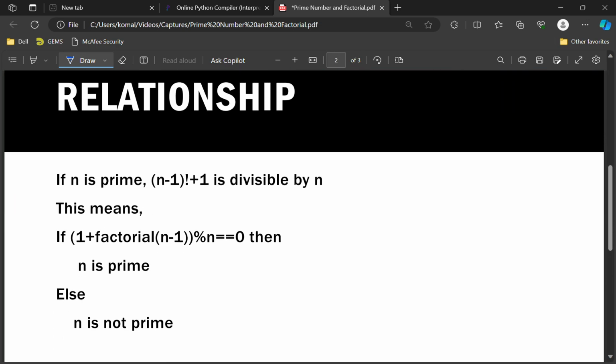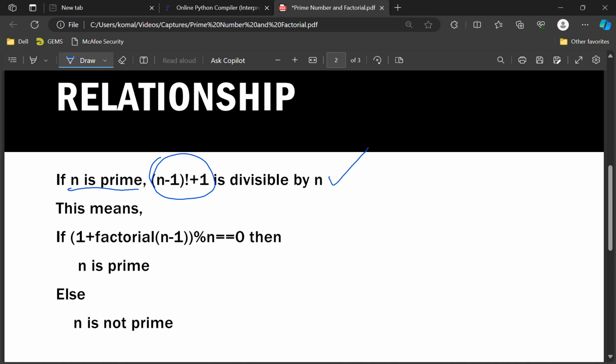For example, if n is a prime, then (n minus 1) factorial plus 1 is divisible by n. So this is the fact. So what is the relationship between prime and factorial? If n is said to be a prime, then (n minus 1) factorial plus 1 should be exactly divisible by n.